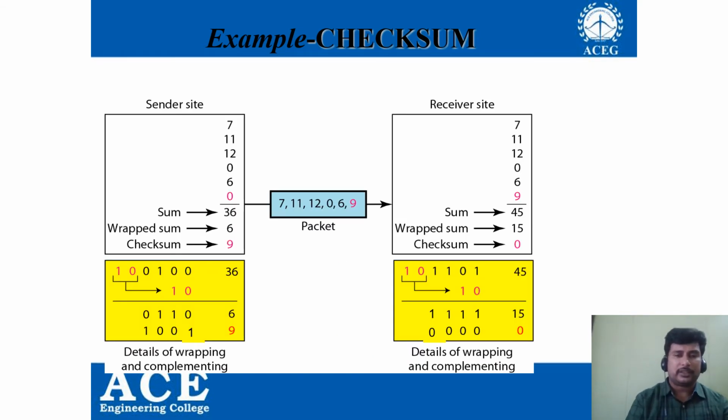Now let us look at this particular problem implementation. So here, as we showed earlier, we are going to have 0111, 1011. 12 is represented as 1100. 0 is indicated as 0000, and 6 is indicated as 0110.